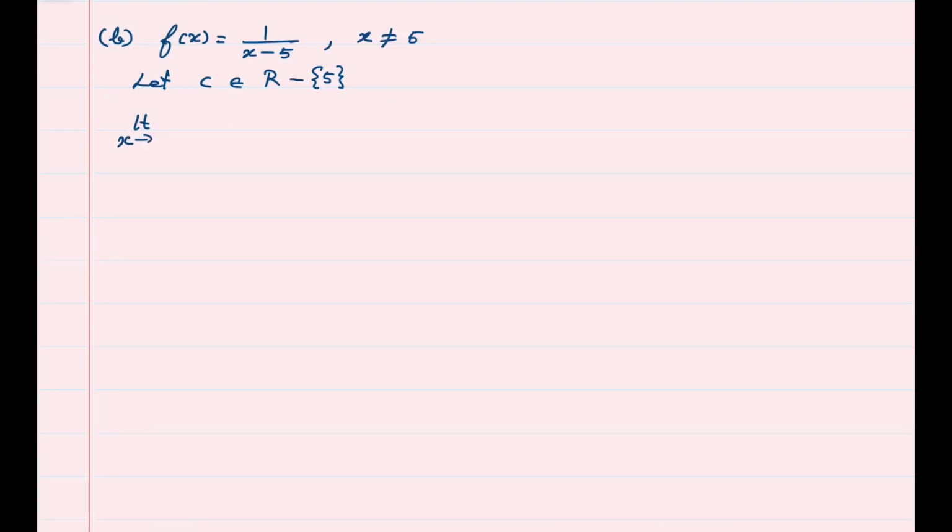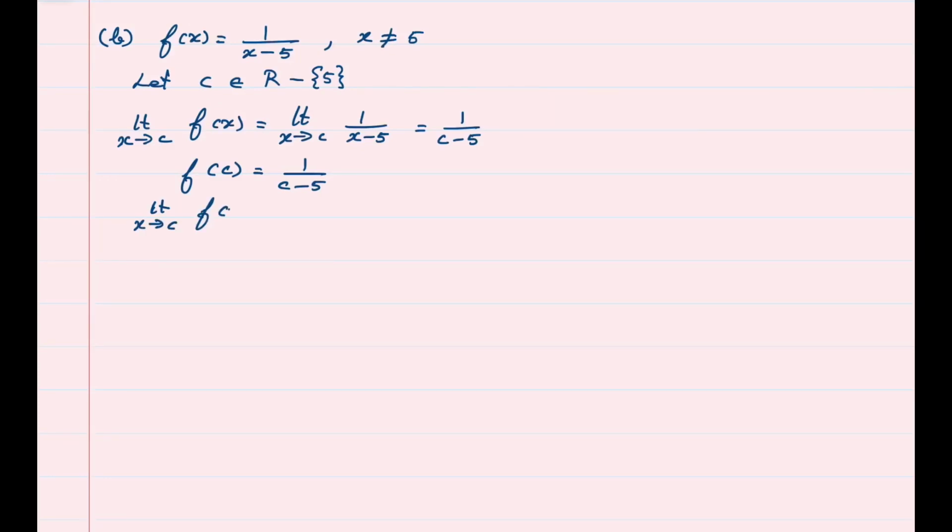Limit extending to c of f of x equal to limit extending to c of 1 over x minus 5. Here c doesn't take the value 5, so we can directly substitute x as c. The answer is 1 divided by c minus 5, and f of c is also 1 divided by c minus 5. Therefore, limit extending to c of f of x is equal to f of c. Therefore, f is continuous in R minus 5, that is, f is continuous in its domain.